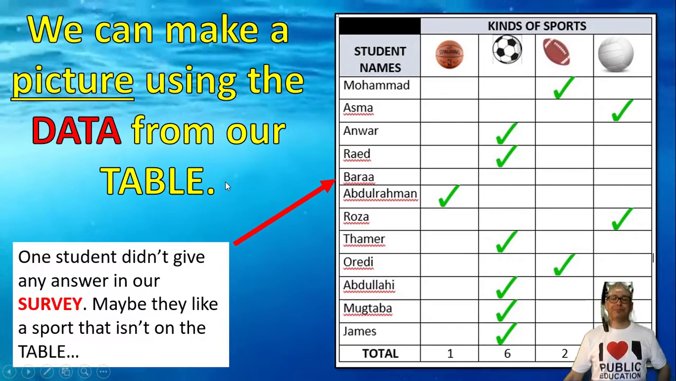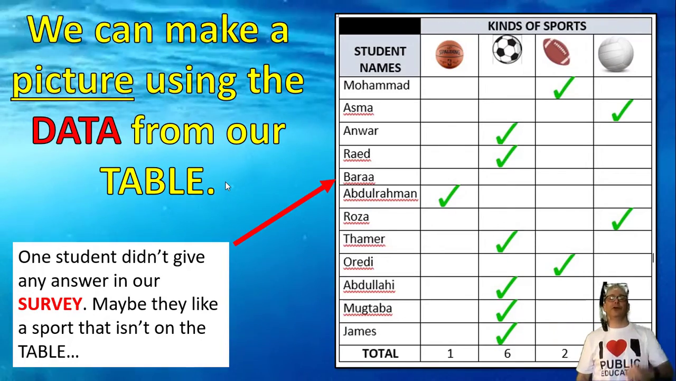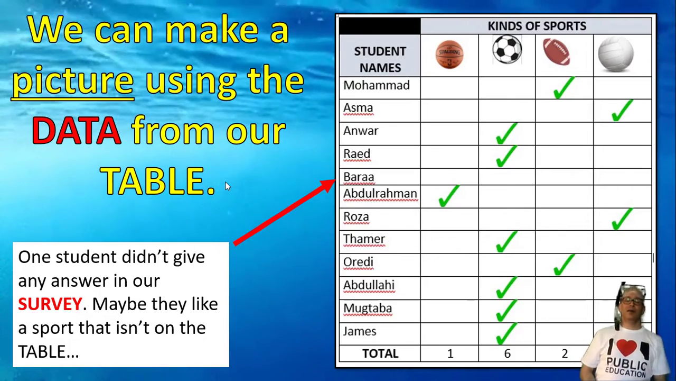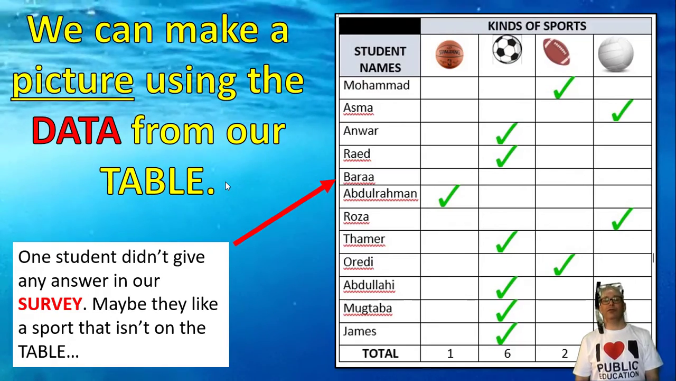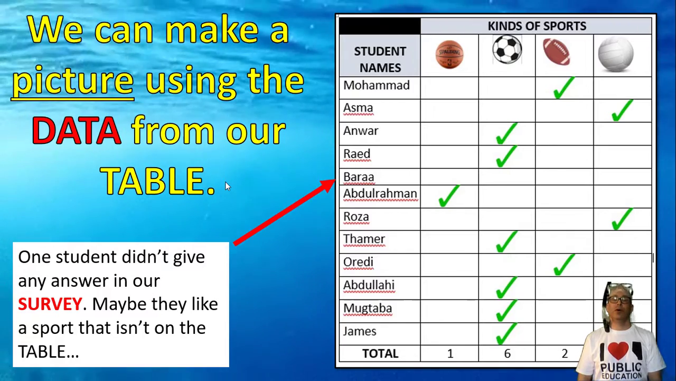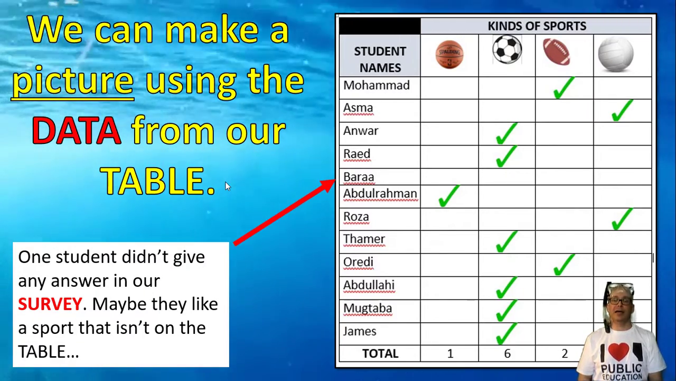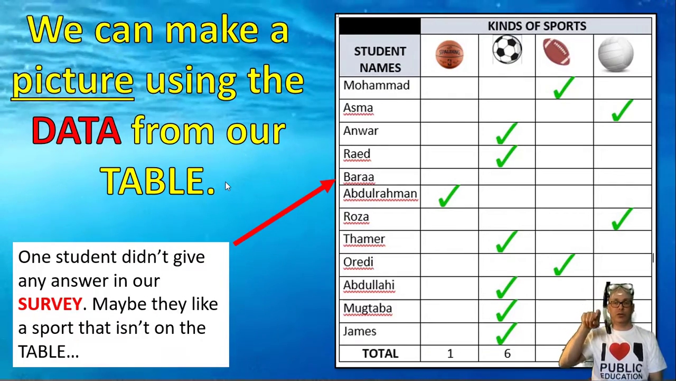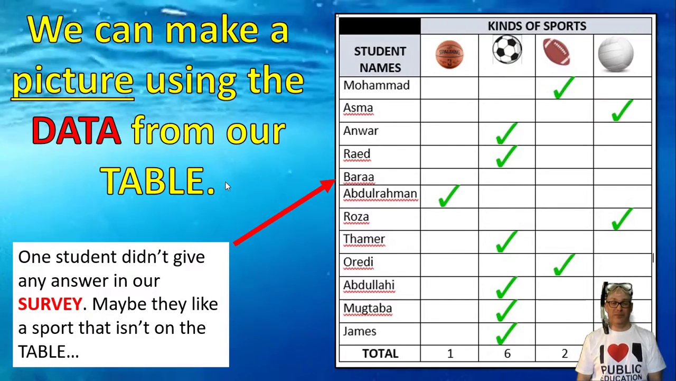Do you remember this table? It was from a couple lessons earlier, 2 lessons ago. We started to think about this data. The topic here is kinds of sports. What is your favorite sport? We asked many students what was their favorite sport, and then they gave us some data, some information, and we recorded the information using check marks on our table.